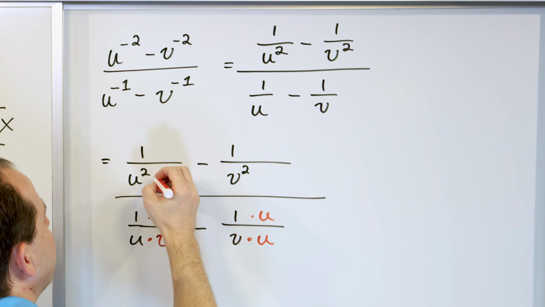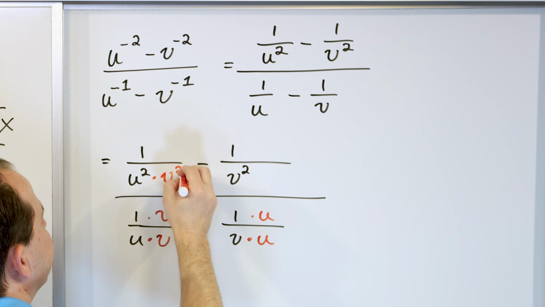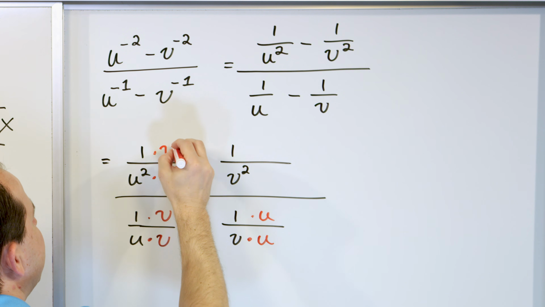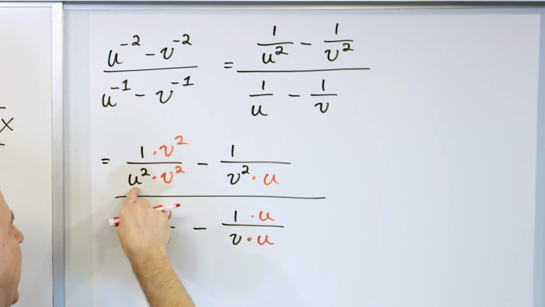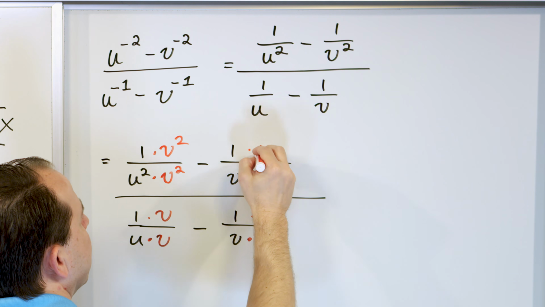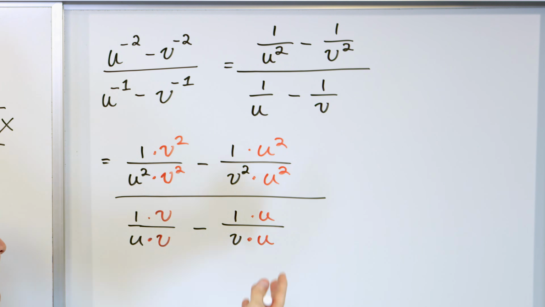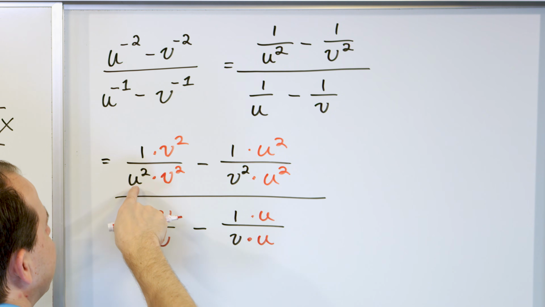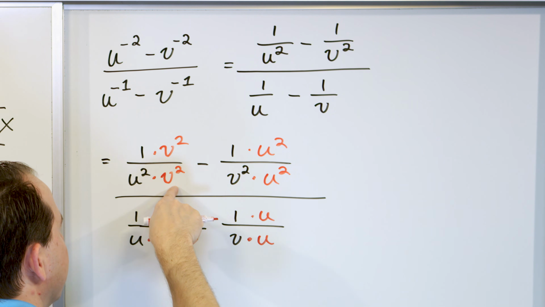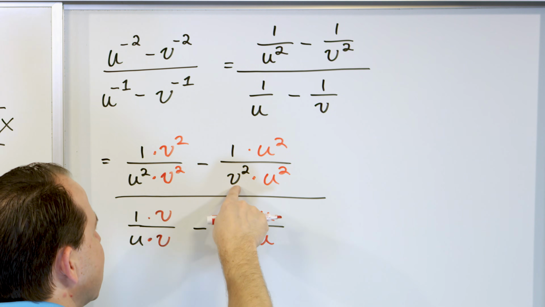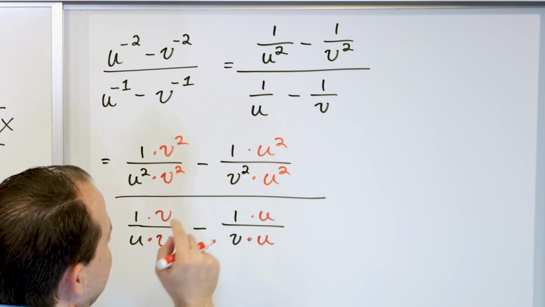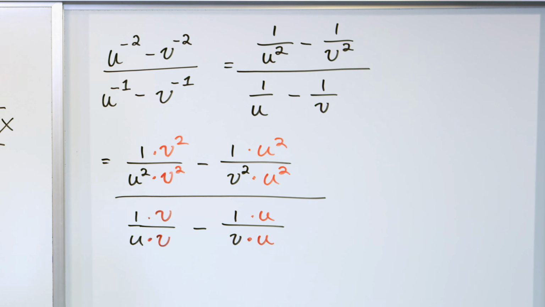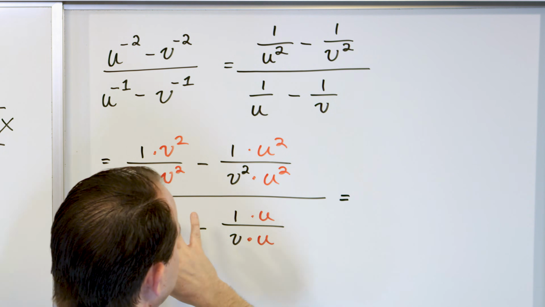I have a u squared and a v squared, so I'll just take this one and multiply by the v squared from over there, and I'll take this one and multiply by the u squared from over here. This is going to be something you see a lot. That's why I'm kind of showing you. So this denominator will be u squared times v squared. This denominator is written as v squared times u squared, but you can mentally flip that around. It's the same thing, u squared times v squared. So we rewrite everything before we do anything else.